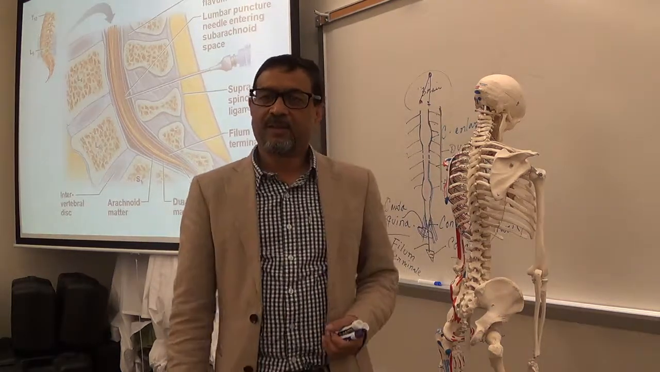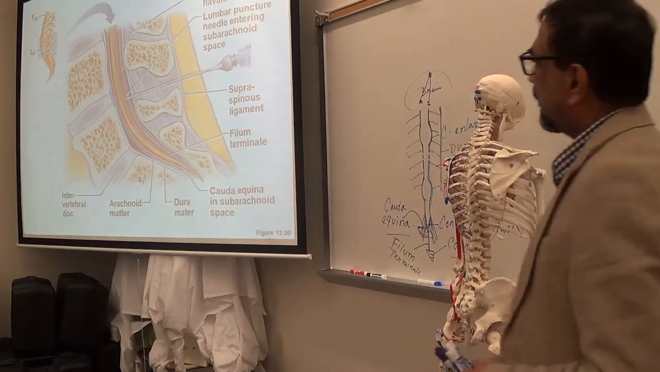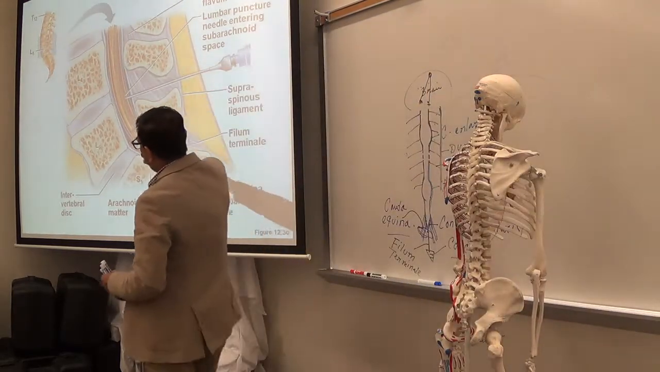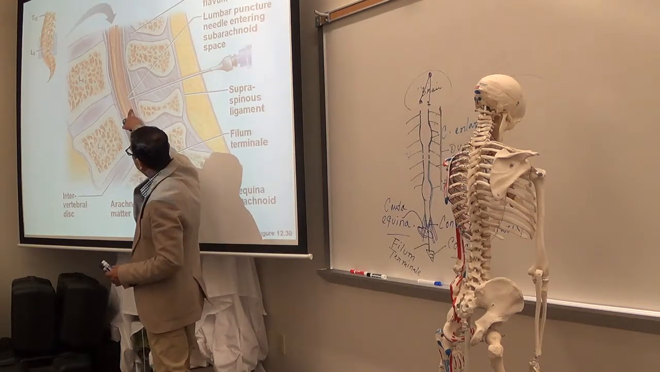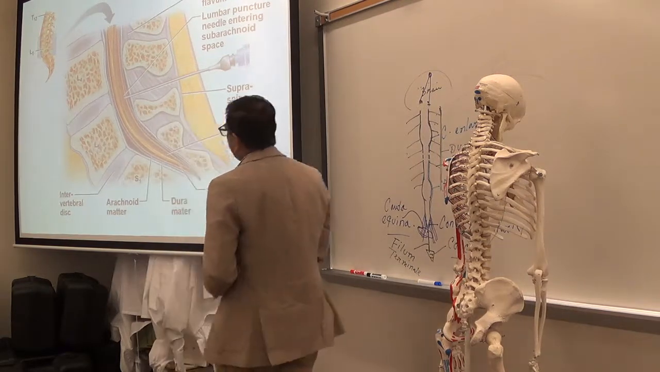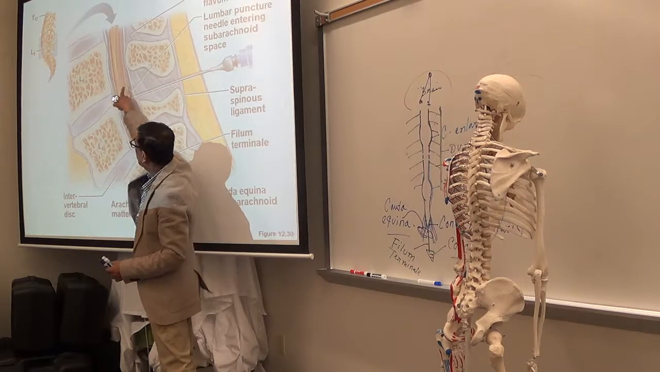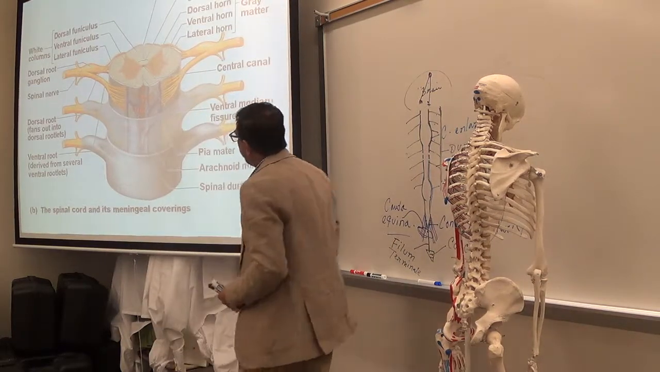Here, you see, this is the subarachnoid space where you have the cerebrospinal fluid. Okay. Only the nerve roots are here, no spinal cord.